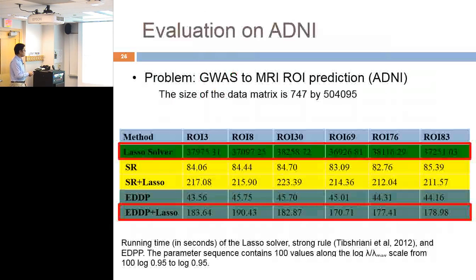This is an experiment on brain imaging data. The size of the data matrix is 747 by about 500,000 variables, and the response is the volume of a brain region. Without screening, the solver needs more than 10 hours to fit the model. But with our screening method, the time is reduced to about 3 minutes.